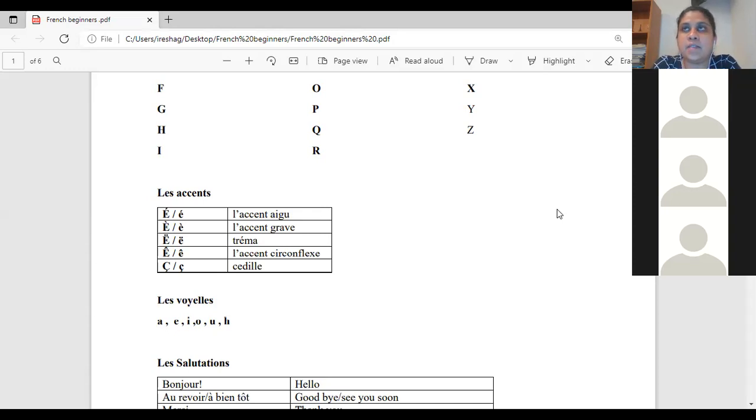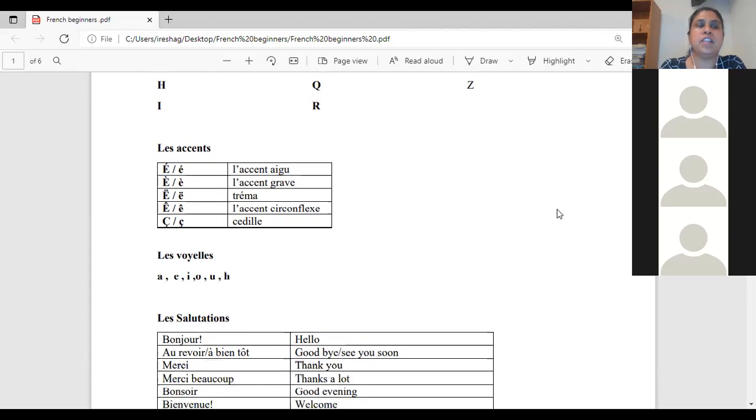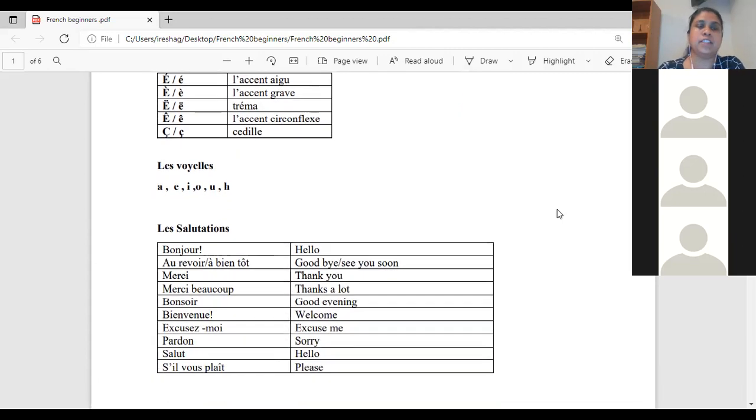You may need this, maybe sometimes when you are doing a dictation or something, so don't think too much on these. You will learn it soon. Then you have the vowels. In French, we call them les voyelles. We have the same vowels as the English language: A, E, I, O, U. Apart from that, H is also a vowel in French. So you have A, E, I, O, U and H as vowels.